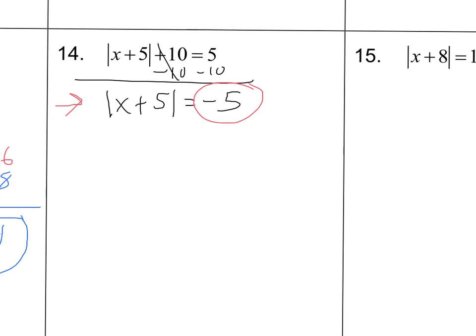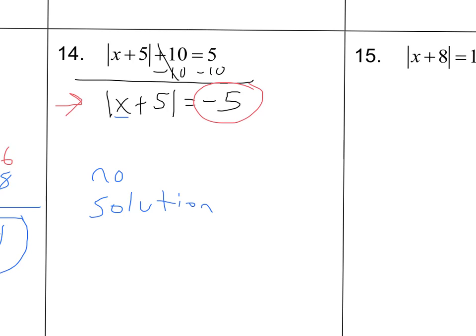So you're never going to have a negative distance, and that's why you're not ever going to have a negative absolute value. So at this point, when you have the absolute value of x plus 5 equals negative 5, there is no number that you can plug into this x that will solve this. So this one is no solution.